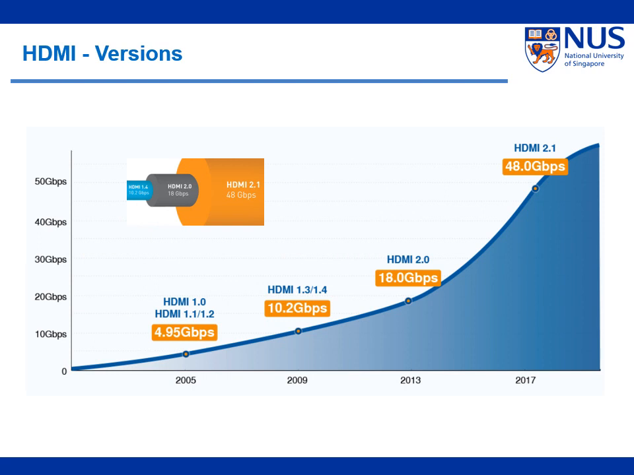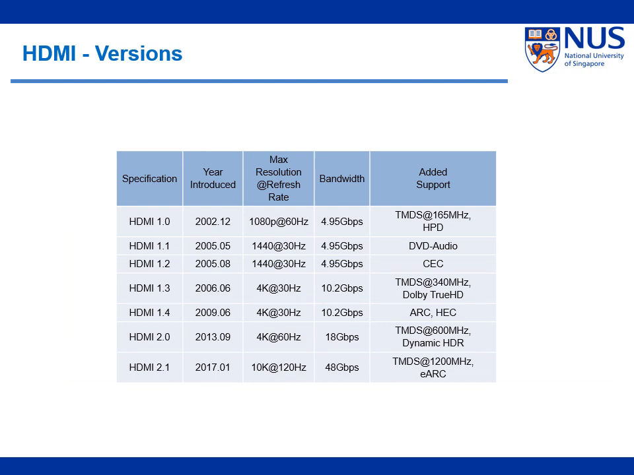Since its introduction in 2002, HDMI has undergone several updates and version iterations to support new technologies and enhance performance. Here's a brief overview of some key HDMI version changes. HDMI 1.0 was the original version, released in 2002. It supported video resolutions up to 1080p and audio up to 8 channels.